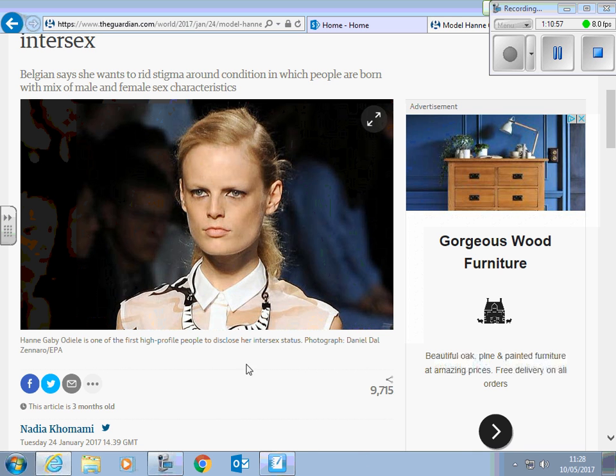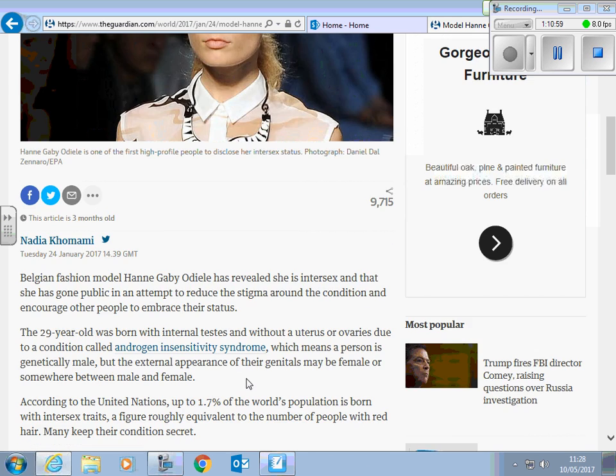But there is a whole story around this. She's Belgian, revealed she's intersex. She's gone public in an attempt to reduce the stigma around the condition. She was born with internal testes and without a uterus or ovaries. And she has a condition which is one of the most common issues with sex development, which is androgen insensitivity syndrome.